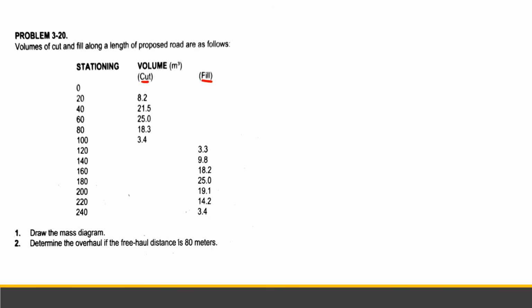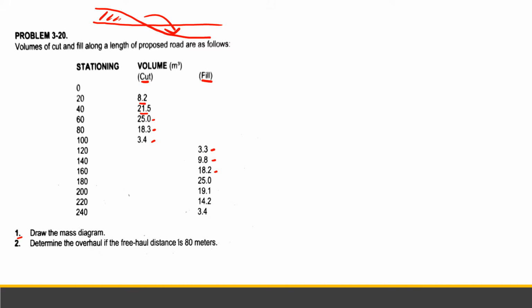So from 0 to 20, volume to cut is 8.2 cubic meters, 21.5 cubic meters, 25 cubic meters, 18.3, 3.4. Then 100 to 120 is cut fill. So 3.3, 9.8, 18.2. So siguro yung road natin is parang ganito siya. So magka-cut ka and then mag-fill. So determine natin yung mga distances na economical.